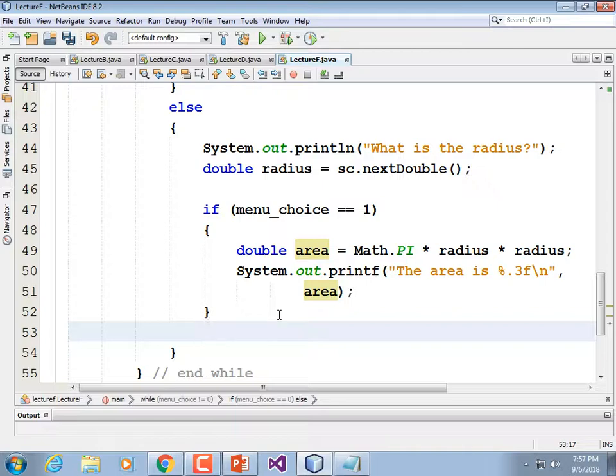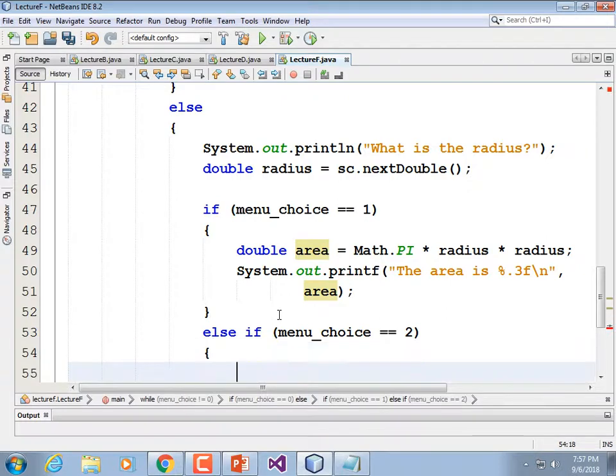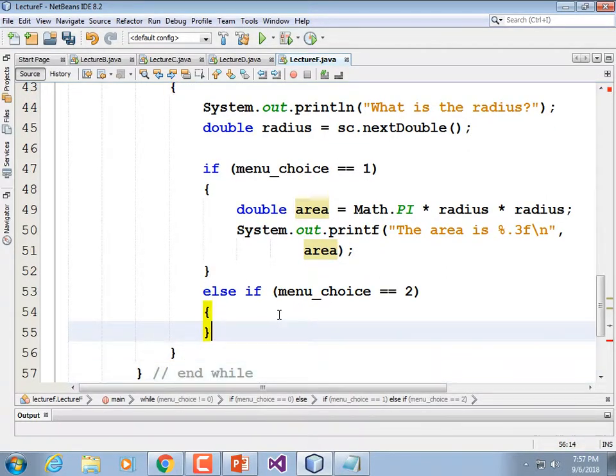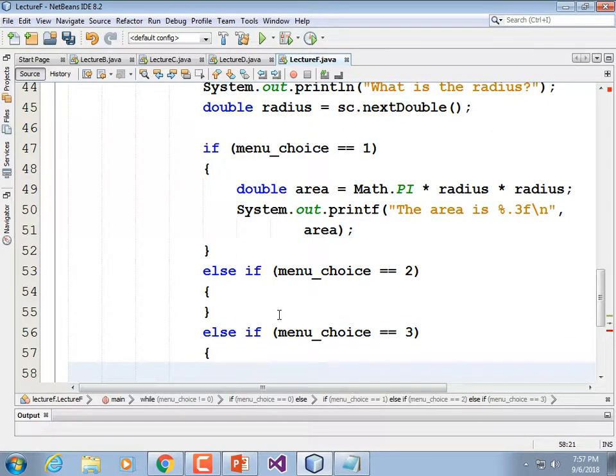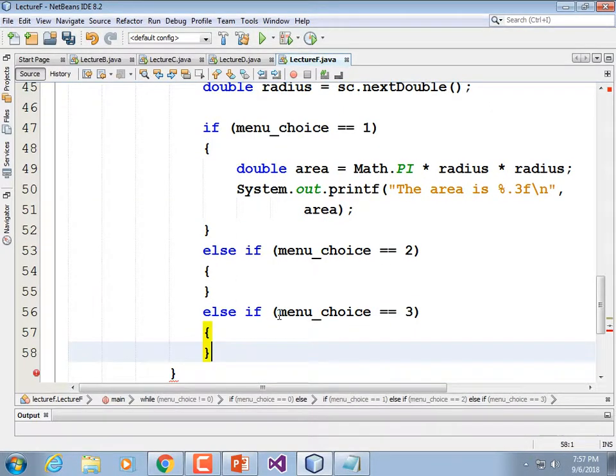And you could just do if menu choice equals 2 and then if menu choice is equal to 3. I strongly recommend that if you have mutually exclusive choices, you use else if. Just my recommendation. So else if menu_choice is equal to 2, I'm just going to put a pair of braces there that I can fill in later. Else if menu_choice equals 3. Again, I'm putting some braces there that I can fill in later.